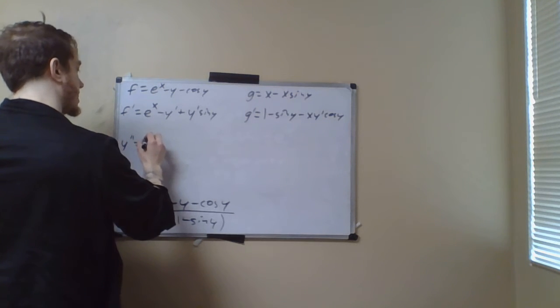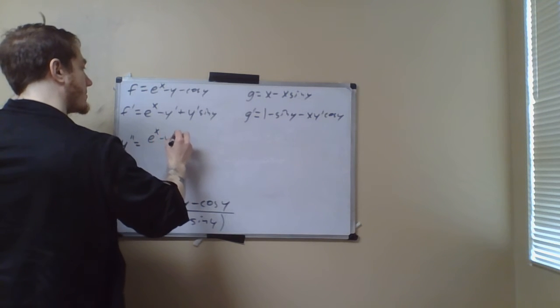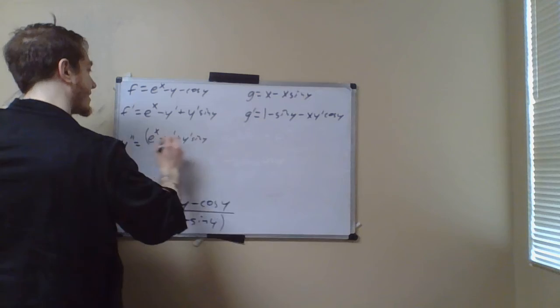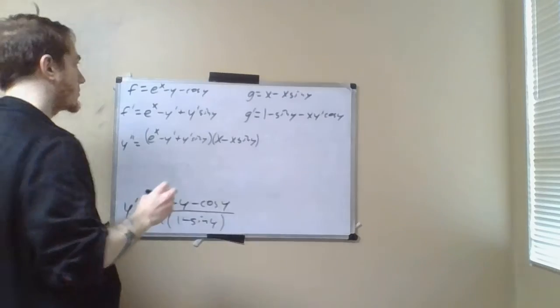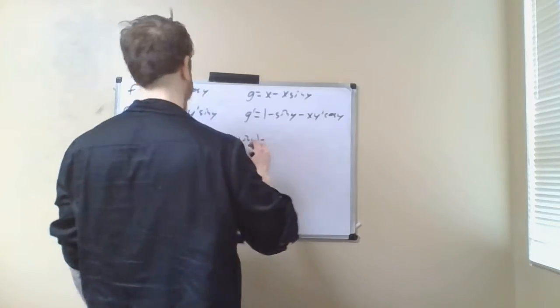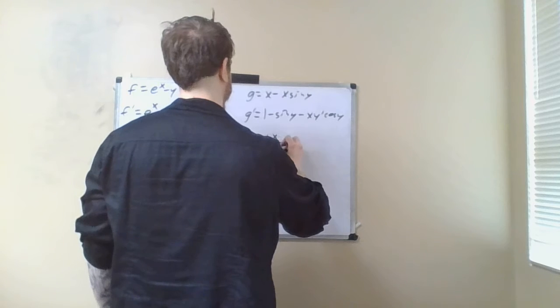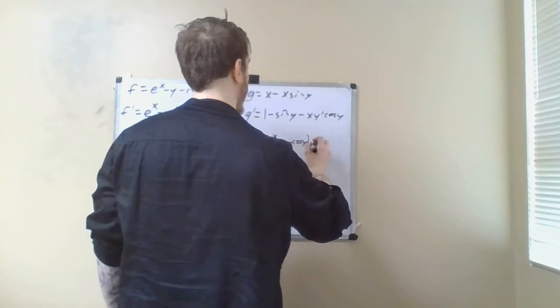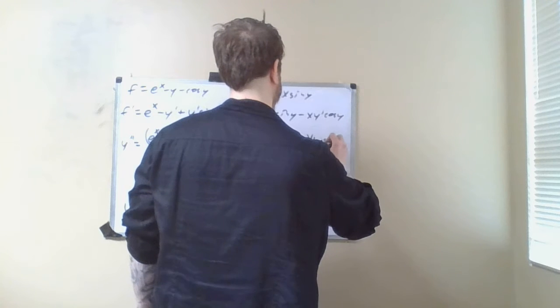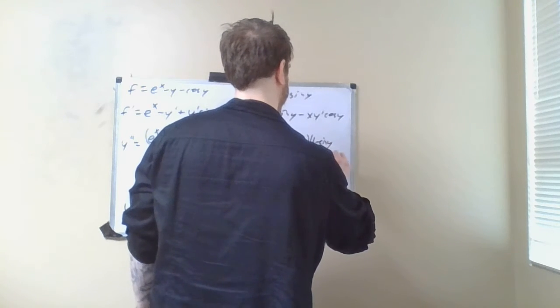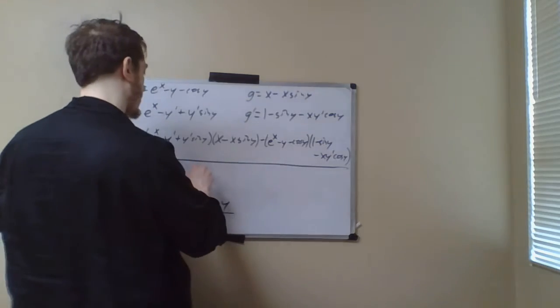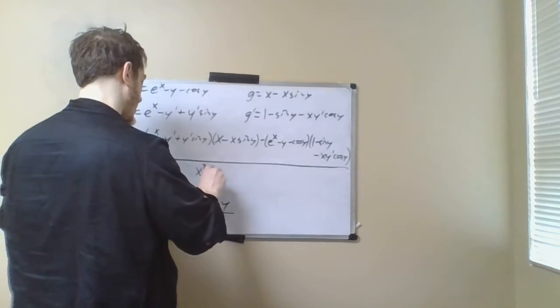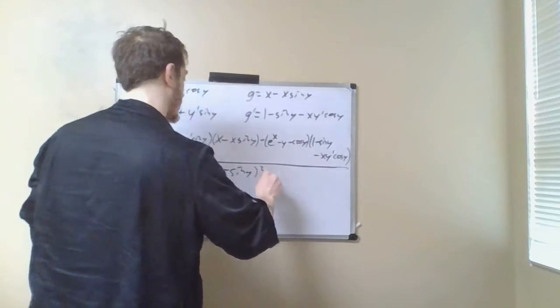So that's going to be e to the x minus y prime plus y prime sine y times x minus x sine y. And then we're going to have minus fg prime. So that's going to be e to the x minus y minus cosine y times 1 minus sine y minus xy prime cosine y. And you can see this is quite the lengthy thing here. And then in the denominator, we're going to have x squared 1 minus sine y squared.